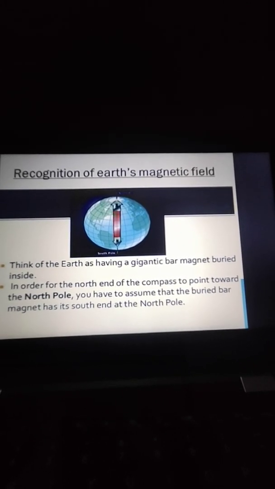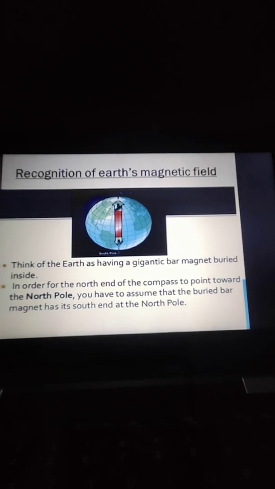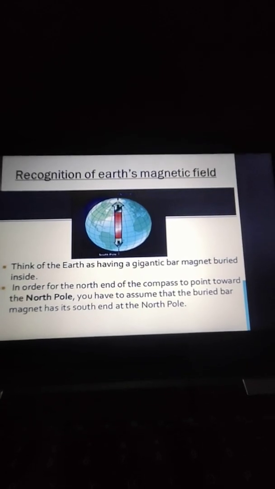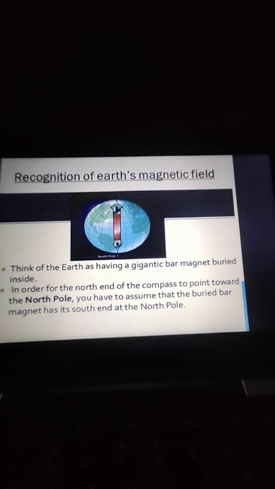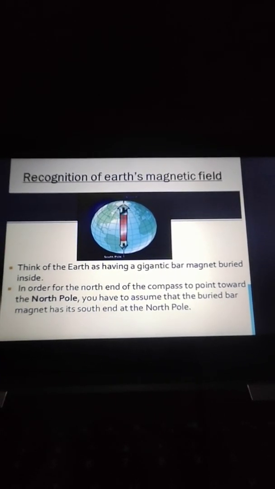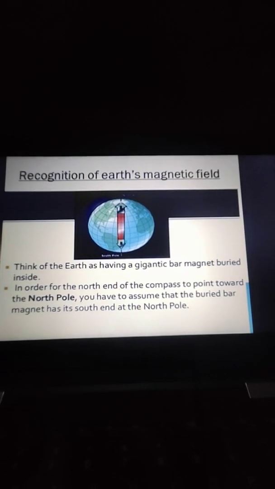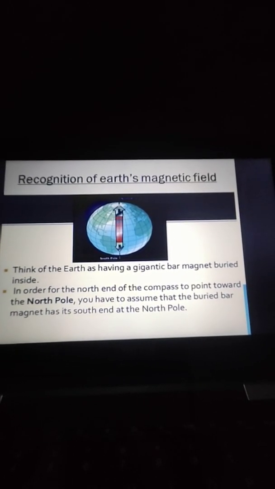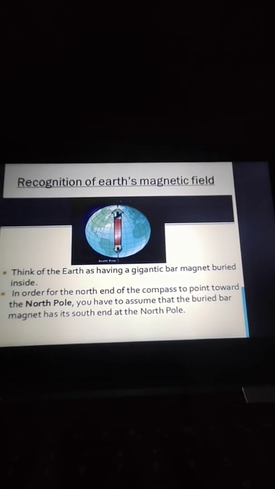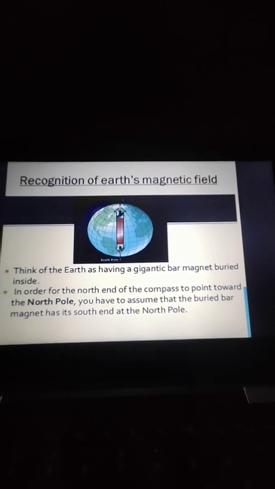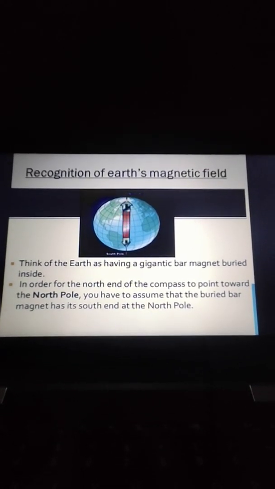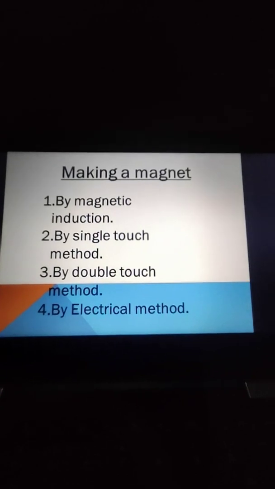So therefore there must be the magnetic south pole of the Earth in the geographic north, and the magnetic north pole of the Earth in the geographic south, so that they can attract. As we all know that unlike poles attract, the magnetic south pole of the Earth is in the geographic north and the magnetic north pole is in the geographic south. Got it beta? You have to remember this thing. This is important.